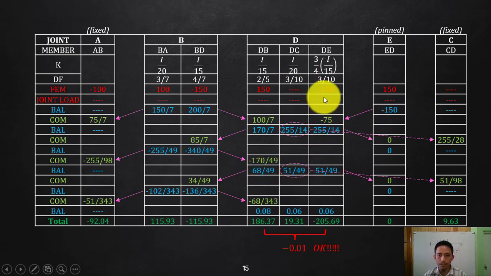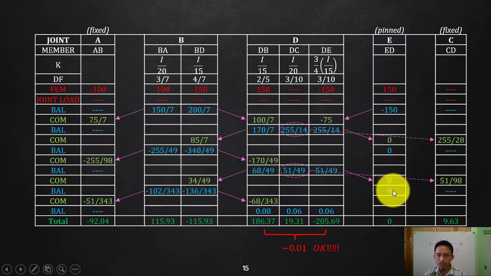Multiply by 310, you will have this. Multiply by that, you will have this. Look at this balancing. This 68 over 49 is still bigger than 1. So we cannot stop. We need to continue. Another cycle. Again, another cycle. So carry over half. Carry over half of that. This is DC, so that will go to CD. And this one, carry over, but that is a pin, so that should not be carrying any.